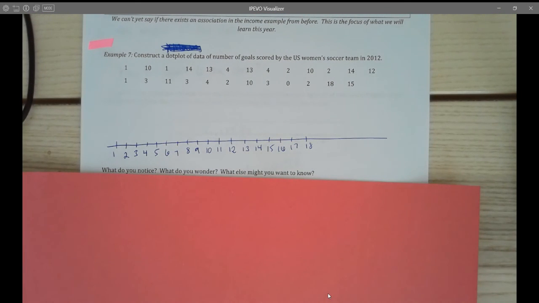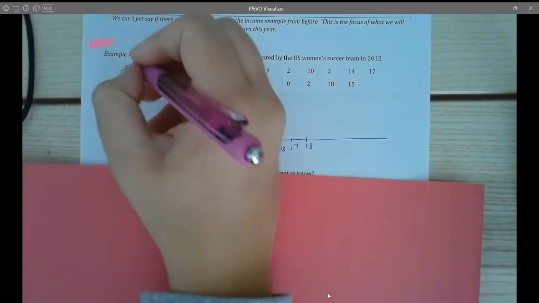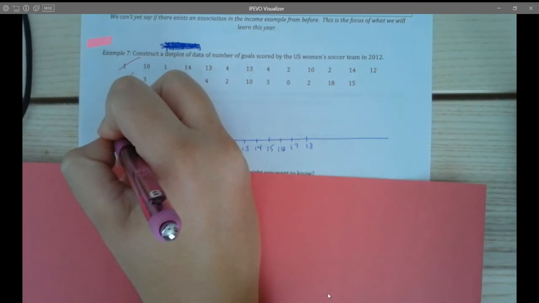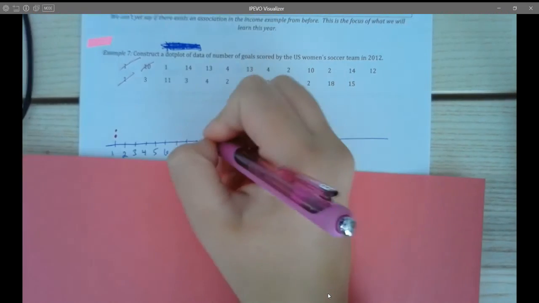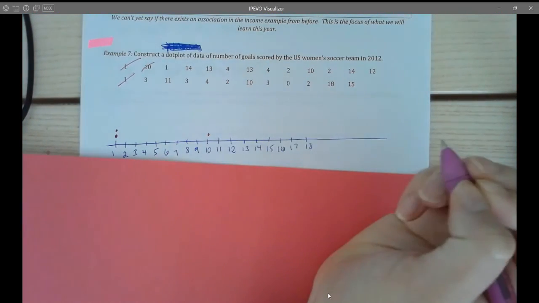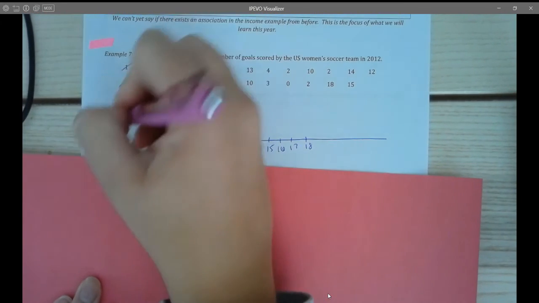All right, and then for a dot plot, you're going to put a dot on the top of each number as many times as it is represented. I think the easiest way to do this is to cross off as you go. So for example, I would cross off this 1, and then I would put a little dot above the 1. Cross off this one, and then another dot above the 1. Cross off the 10, a dot goes above the 10, so on and so forth. So go ahead and fill these in.